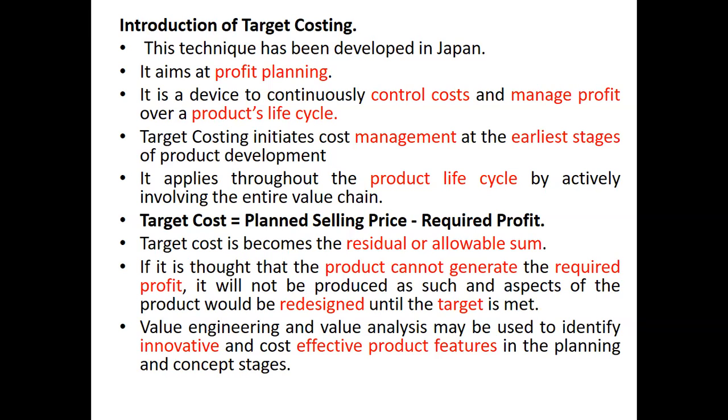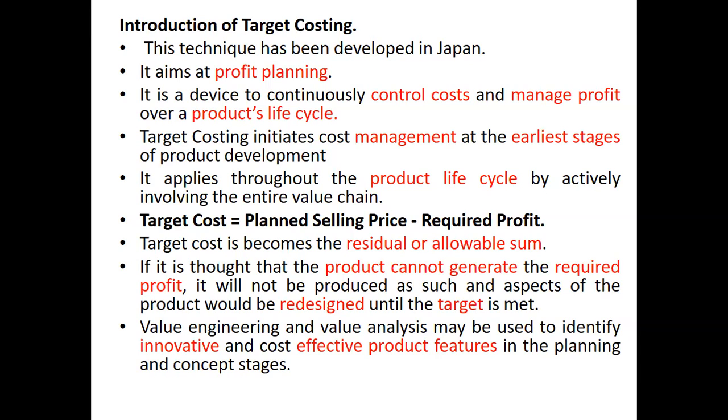If it is thought that the product cannot generate the required profit, it will not be produced. Okay, अगर आपको ऐसा लगता है कि वो प्रोडक्ट मैन्युफैक्चरिंग करने के बाद मुझे उतना प्रॉफिट नहीं मिलता है, at that time I have to change the decision. Getting this? If I'm not generating the profit, then there is no meaning in doing this kind of activity. That's why in target costing हम लोग क्या डिसाइड करते हैं, जो प्रोडक्ट मुझे रिक्वायर्ड प्रॉफिट नहीं देता है वो प्रोडक्ट हम लोगों ने नहीं करना चाहिए. I should not waste my activities, I should not waste my efforts. Getting this? So it will not be produced, or an aspect of the product would be redesigned.